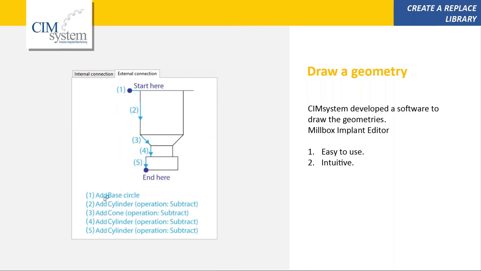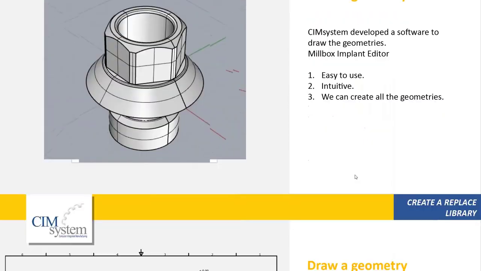For example, here, this is just a Windows example for external connection. You start from point 1 and go through points 2, 3, 4, and 5, simply adding basic shapes. In this manner, you can realize your own geometry for implant design.